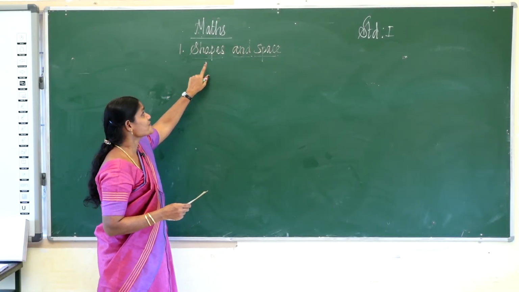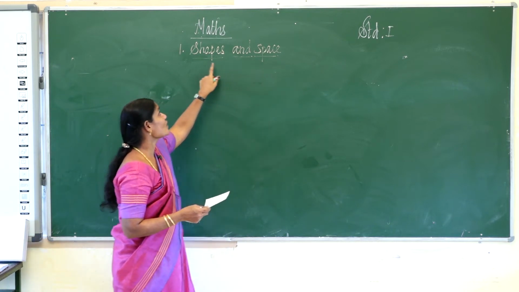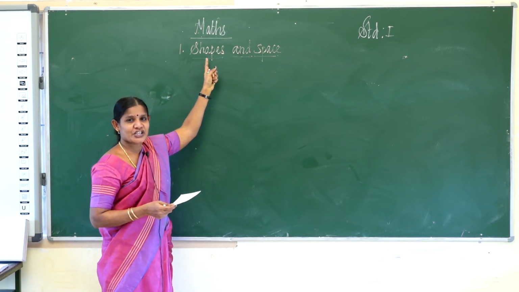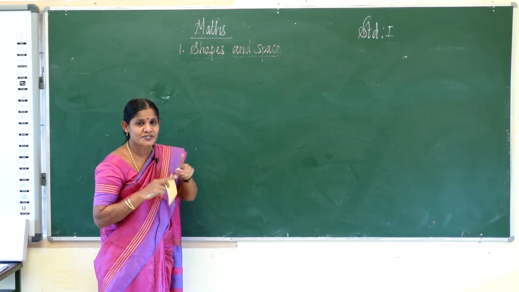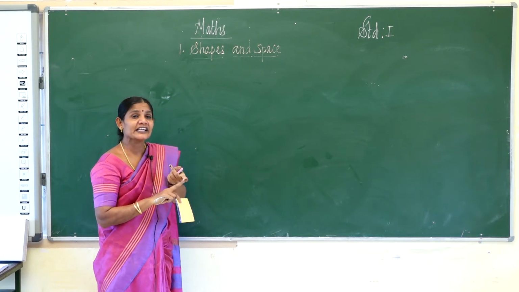Chapter Max, shapes and space. So already we see shapes. The shapes are two types. First one is 2D shapes, then second one is 3D shapes.